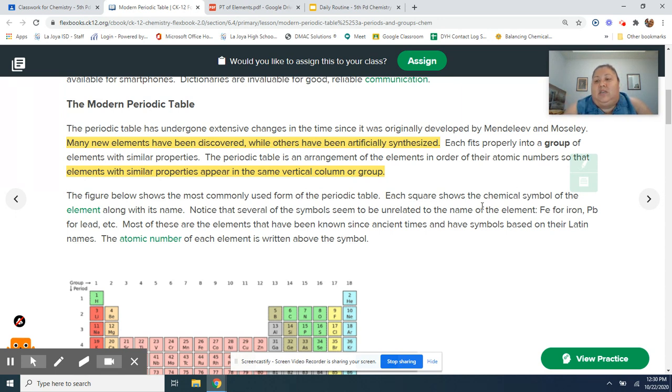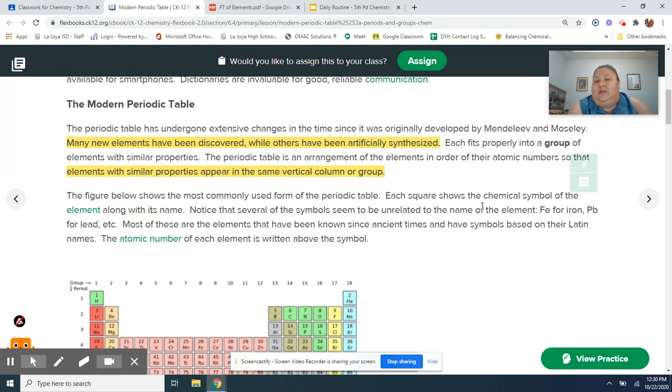Artificially synthesized means that it wasn't discovered. It's not a natural element. It's a made element, a man-made element that is created in a laboratory. Okay. Each element fits properly into a group with similar properties.